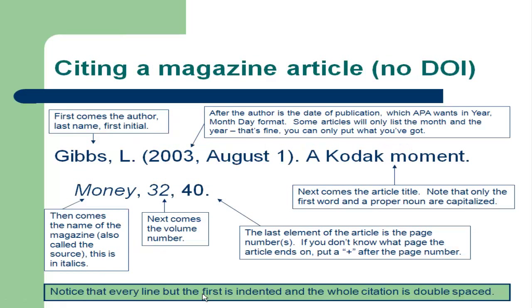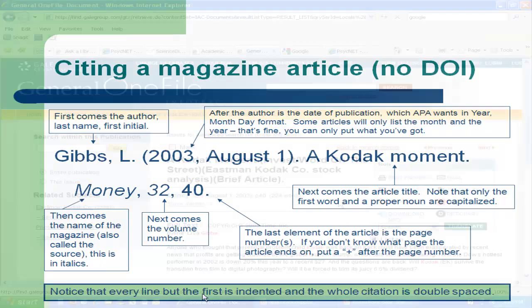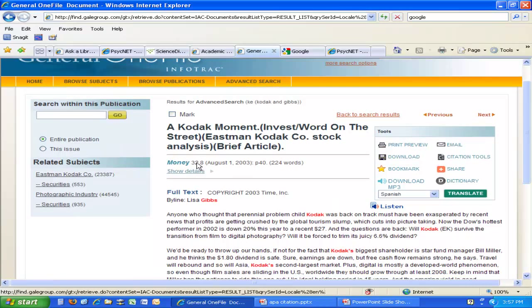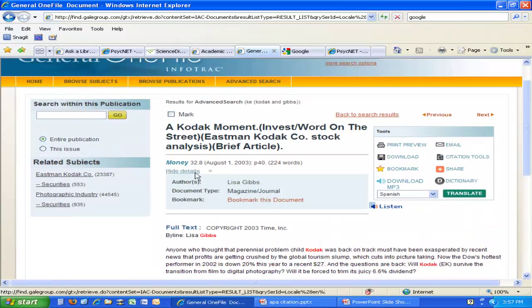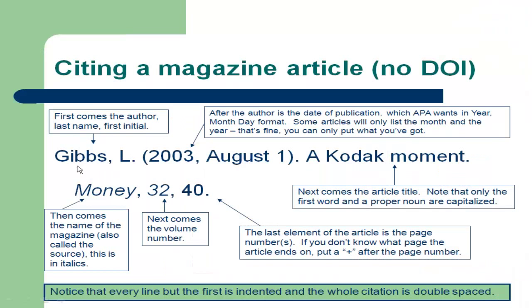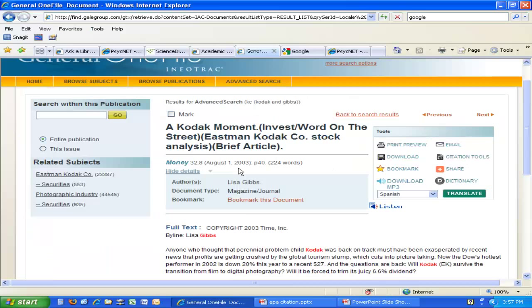It really depends. So if we're going to cite a magazine article, and let's just say I had this article, something called a Kodak moment. So I'm looking at this article, and I'm going to click on Show Details to see there's my author, although she is down there as well. I know that she will become Gibbs L, right? Last name, comma, first initial, period. Because this is a magazine article, we would want the year, a comma, the month spelled out, and then the day, which I can see comes from this section right here.